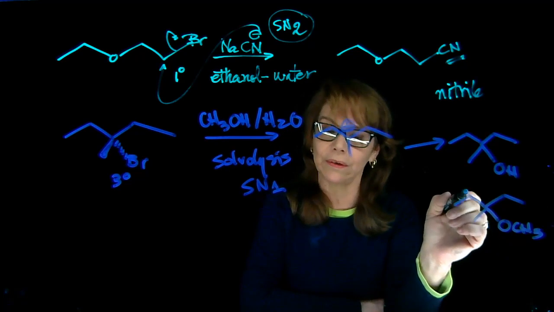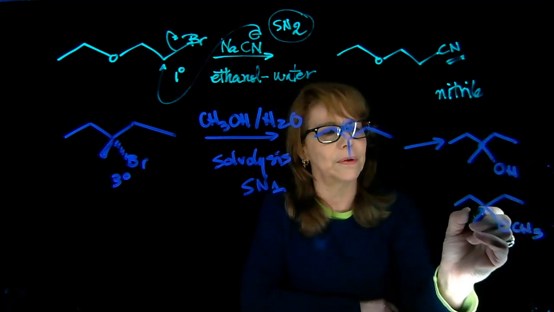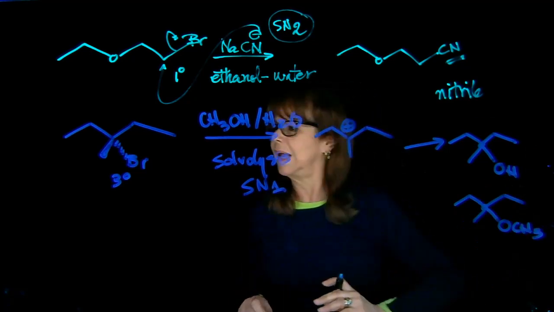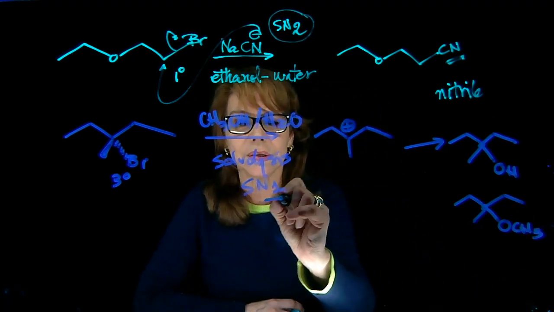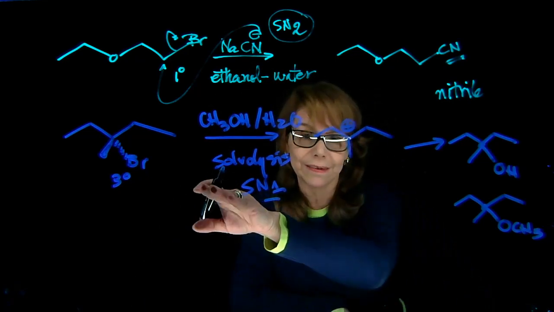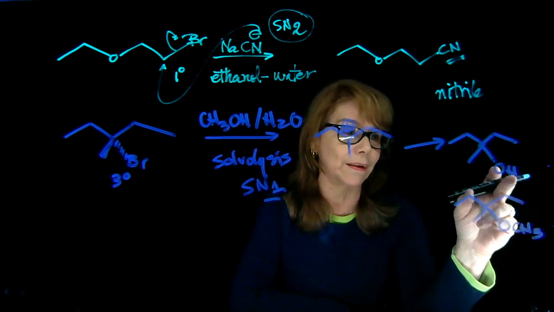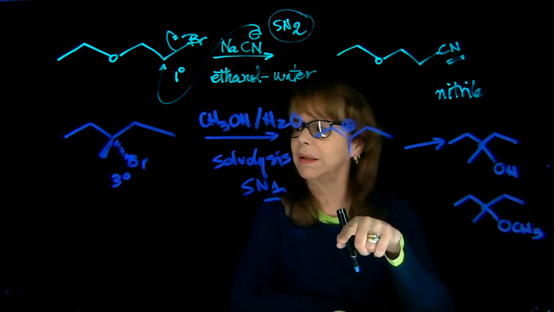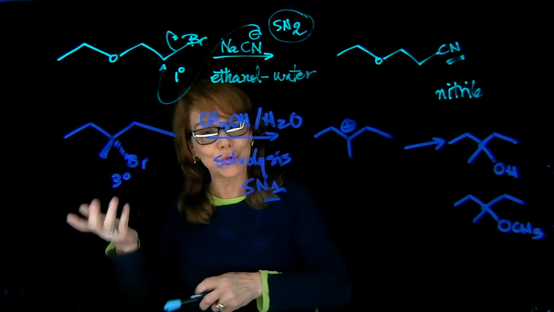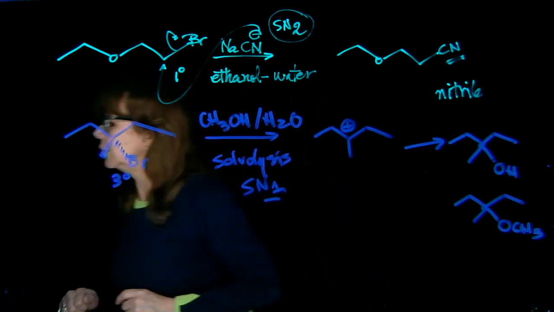I'm not drawing dashes or wedges here because notice that this carbon is not a chiral center. You have an ethyl and an ethyl. So that is sufficient. Because of the reagent, it is likely a solvolysis reaction, but we do have two possible nucleophiles, the water and methanol. So that is your product. So your two products.